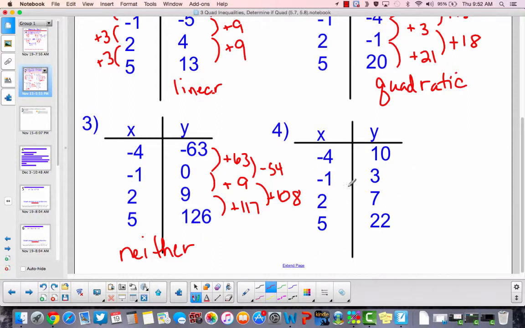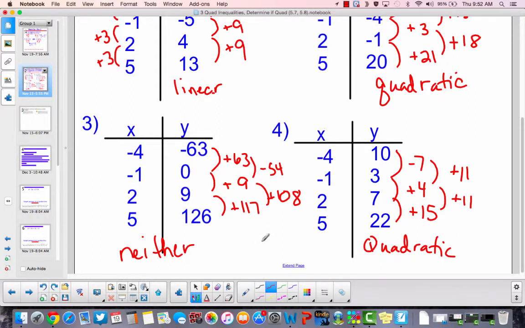How about here? Again, these are the same. Let's look here. What do I do to get from 10 to 3? I subtract 7. What do I do to get from 3 to 7? I add 4. From 7 to 22, I add 15. What do I do to get from negative 7 to positive 4? I add 11. What do I do to get from 4 to 15? I add 11. Second difference is the same, so this is quadratic.